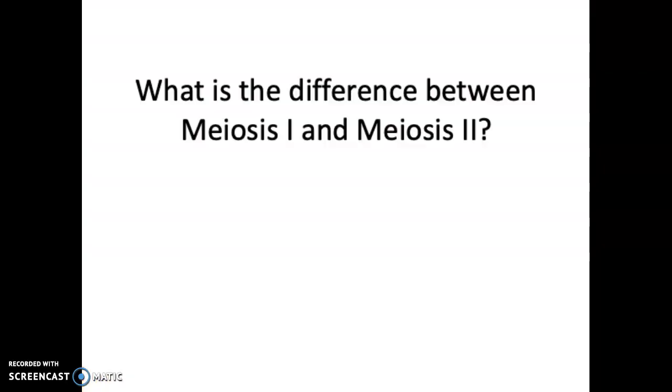Okay? Difference between meiosis 1 and meiosis 2. In meiosis 1, in anaphase 1, the whole chromosome moves to the opposite ends of the cell. In meiosis 2, we're splitting the chromatids apart. Meiosis 2 is essentially the same thing as mitosis.